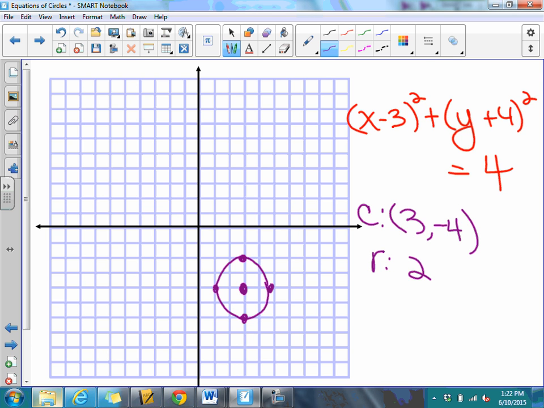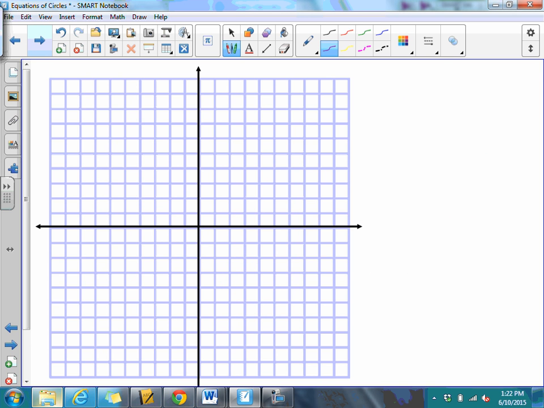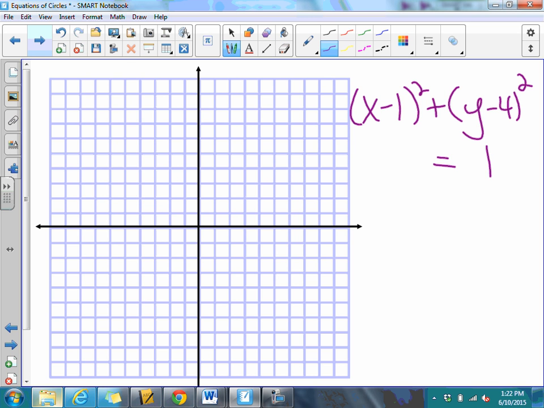Okay. Can you guys read me off the problem? Okay. So, again, I need my center, which is 1, 4. And I need my radius, which in this case is 1. So I'm going to go 1 up, 1, 2, 3, 4. So here's my center this time. And my radius is 1, so I'm going to count 1 up and down, left and right. So 1 away up here, 1 away here, 1 away here, and 1 away here.